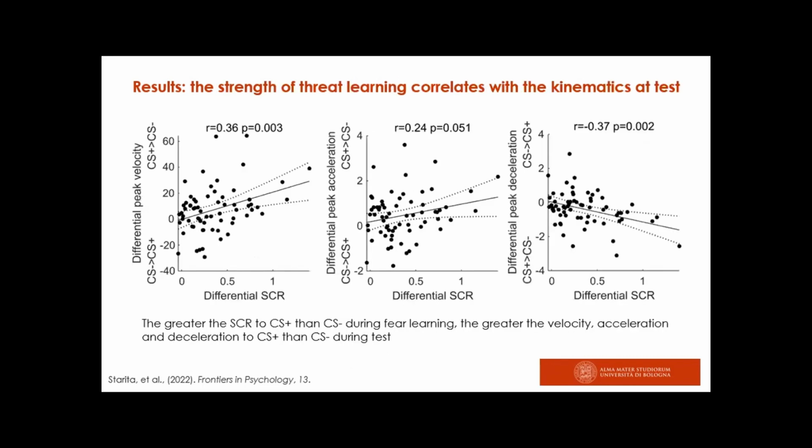And what's also interesting is that when we looked at the correlation between the responses during the threat learning phase, so the skin conductance response during threat learning, and the change in velocity, acceleration, and deceleration during test, there is a correlation between the strength of threat learning, so how much your skin conductance increased for the CS plus relative to the CS minus during threat learning. This correlates with how much faster you went during the test phase, how much more you accelerated, you speeded up your movement and also the deceleration of the movement. So it suggests that there is a direct relationship between the strength of threat learning and the consequences that this has on movement.